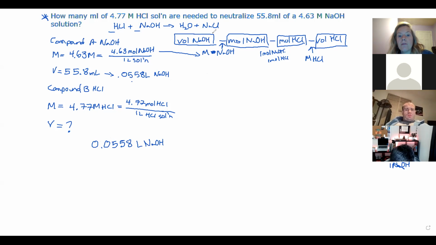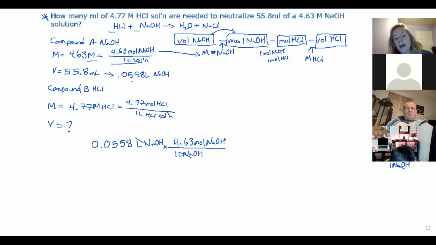Now, I want to get from volume of NaOH into moles of NaOH. So the way that I'm going to do that is multiply it by my molarity, not written with big M, but written as a double unit. So we'll put the liter on the bottom. 1 liter of NaOH is equivalent to this 4.63 moles of the NaOH. That allows the liters to fall out. And now we're just in the unit of sodium hydroxide, NaOH.